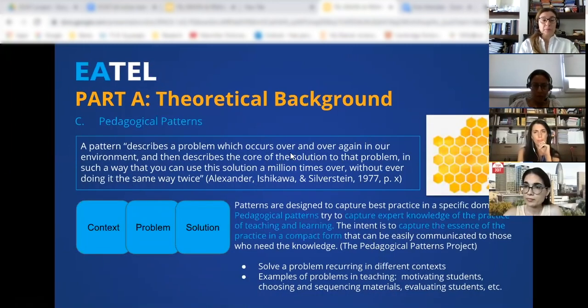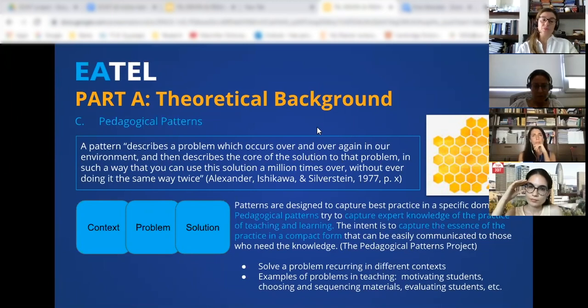Now, pedagogical patterns. But before we actually start talking about pedagogical patterns, it is useful to refer to the concept of pattern in general. And pattern, in its technical sense, has been used by the architect Christopher Alexander, who says that a pattern describes a problem which occurs over and over again in our environment, and then describes the core of the solution to that problem in such a way that you can use this solution 1,000,000 times over without ever doing it the same way twice.